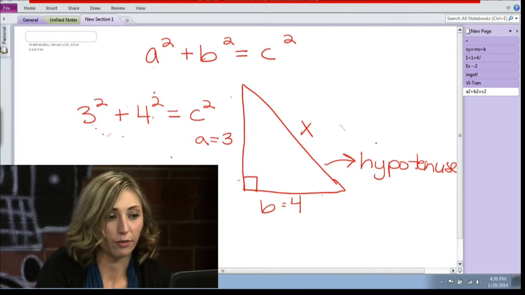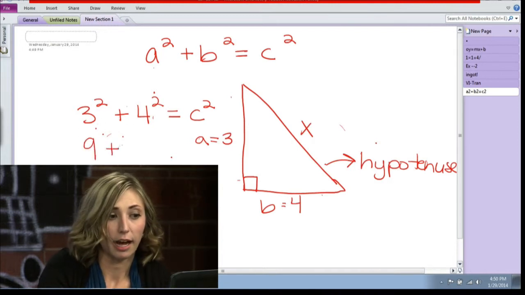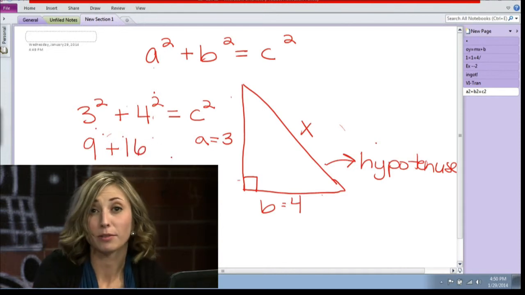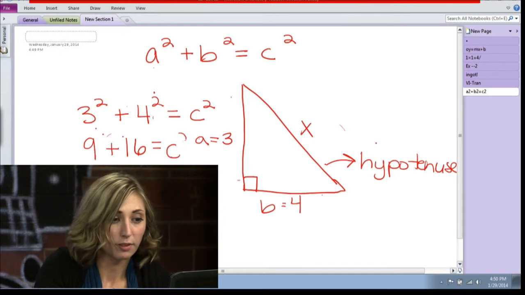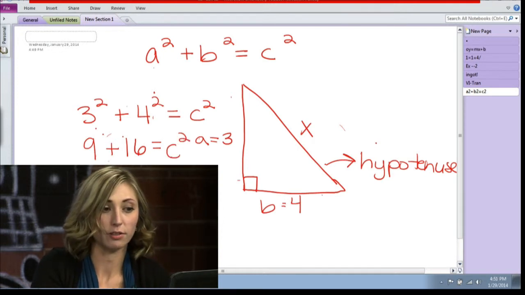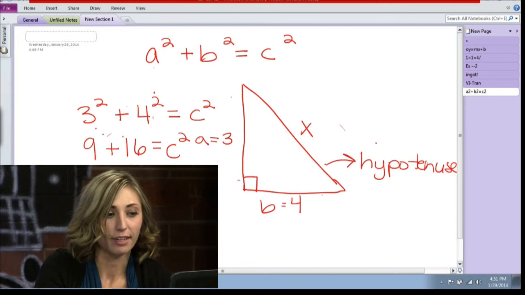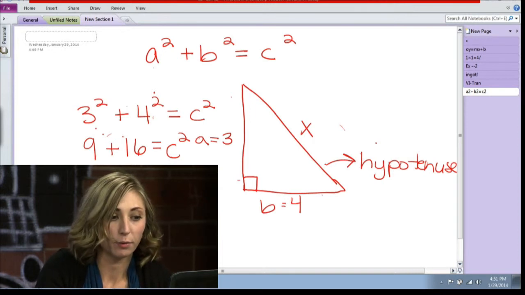So to solve, we have 3 squared, which is 9, and then 4 squared, which is 16. And if you want to hear more about squares and square roots, feel free to ask. I'm happy to explain. Equals c squared. And then we'll add them together. So 9 plus 16 gives us 25. And we have 25 equals c squared.